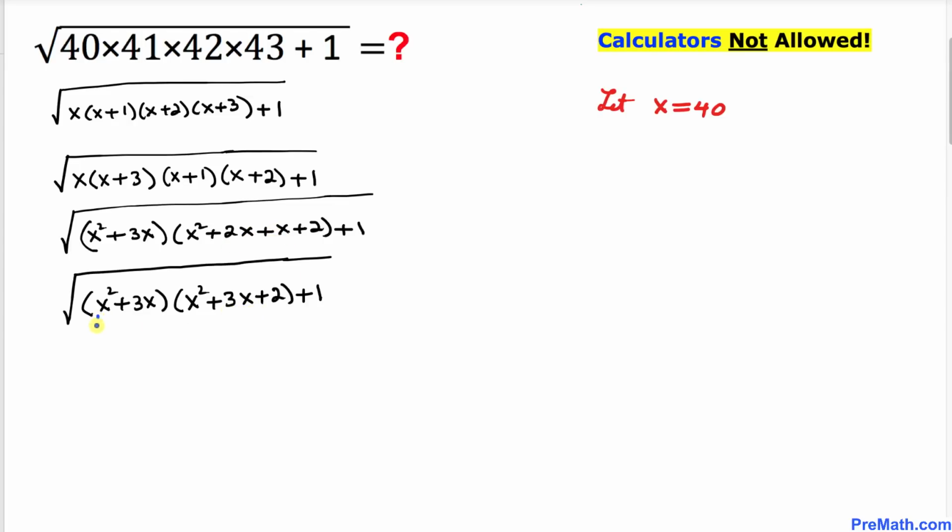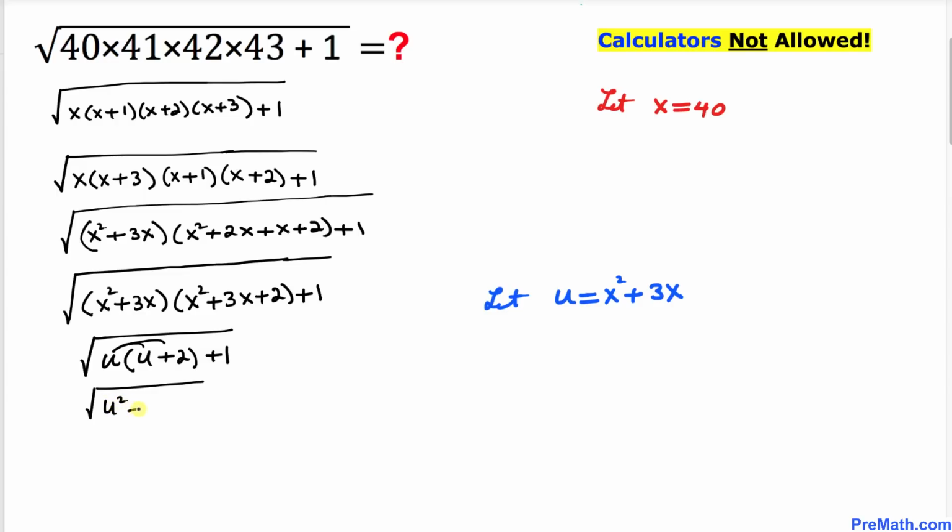Now we can see that we have this part and this part the same. So let me go ahead and say let u equal x squared plus 3x. So therefore this problem is going to become the square root of u times u plus 2 and then plus 1. And now let's distribute this one. So this could be written as u squared plus 2u plus 1.